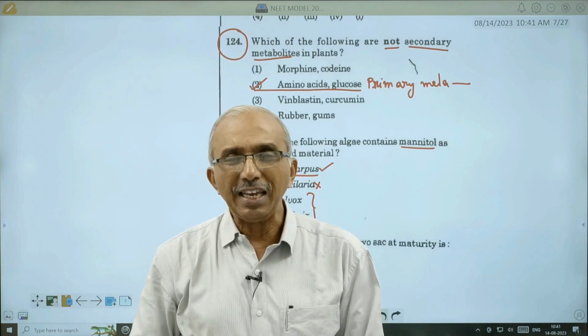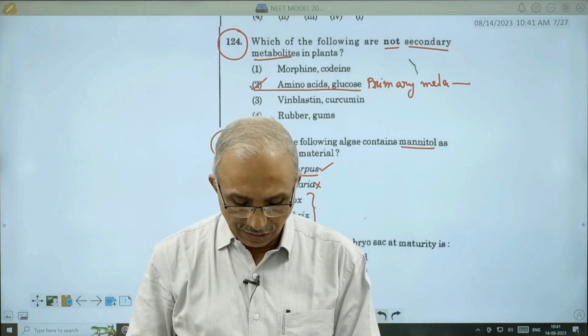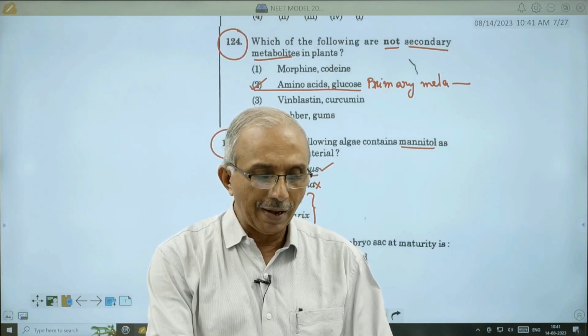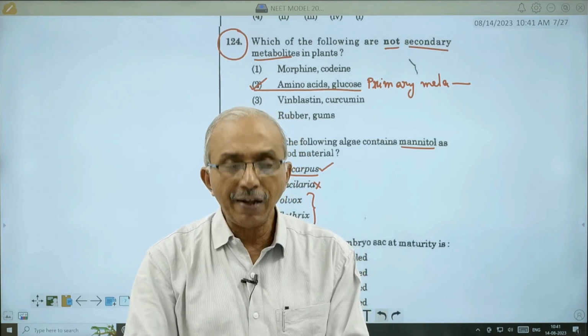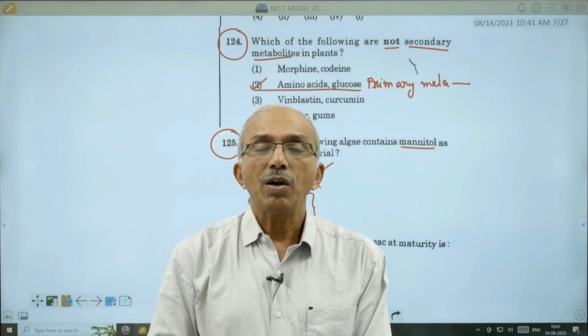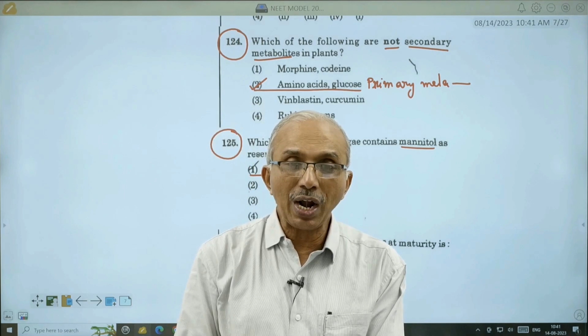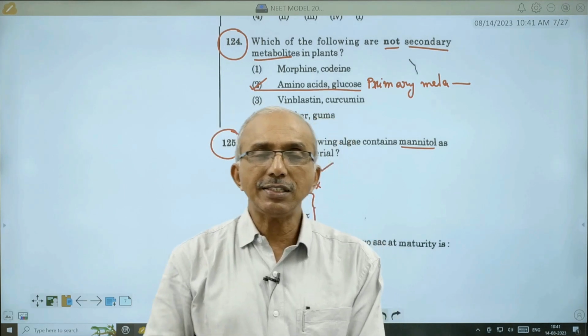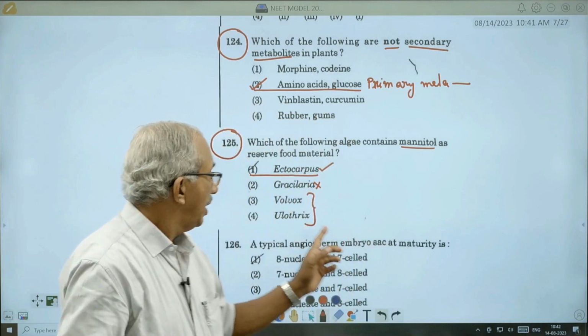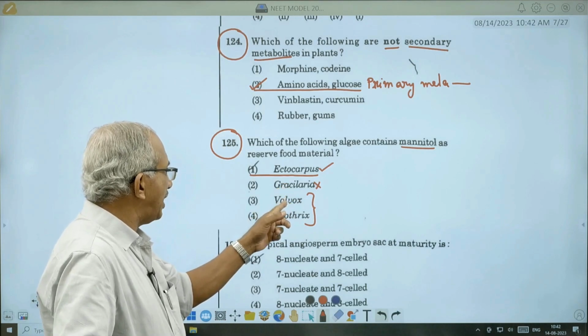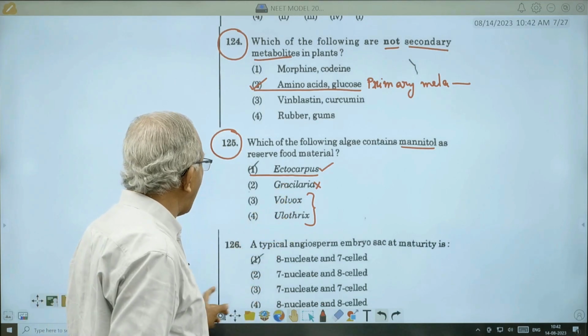Mannitol is a reserve food material which is found in Phaeophyceae, brown algae. Others, this one is red algae and these two are green algae.